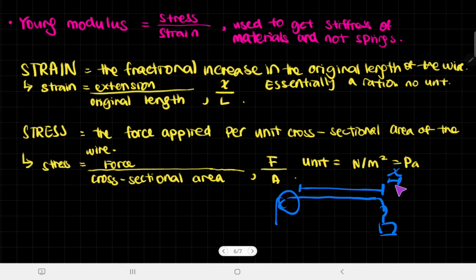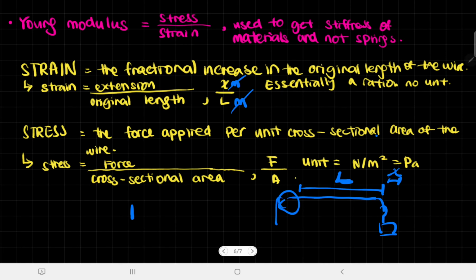If this was x and before this was applied, this was L, then it would be x divided by L. And if you convert both to the same unit, let's say meters, then the meters cancel out. That's why strain is a ratio and has no unit at all, so we don't need to worry about that.